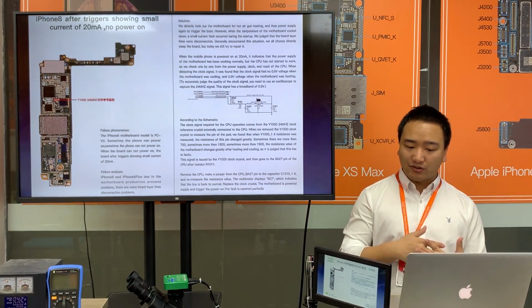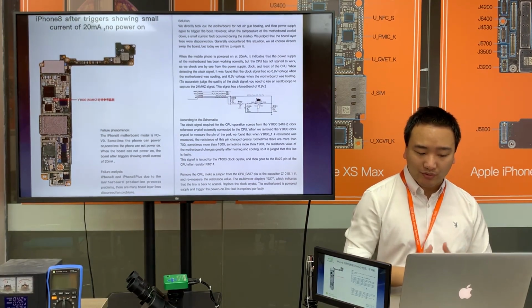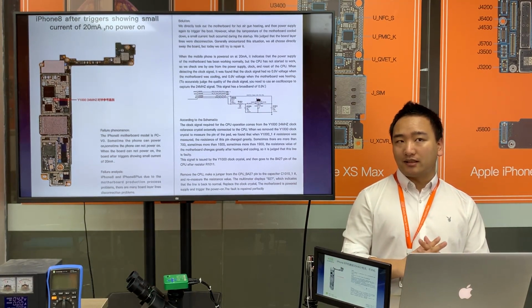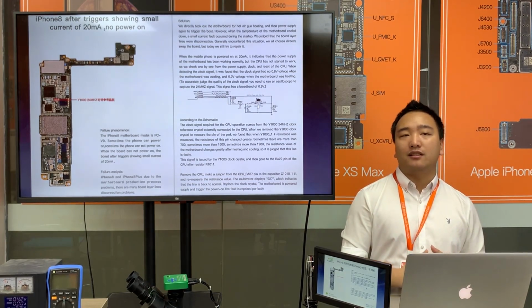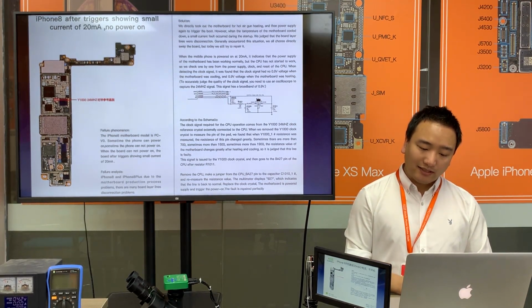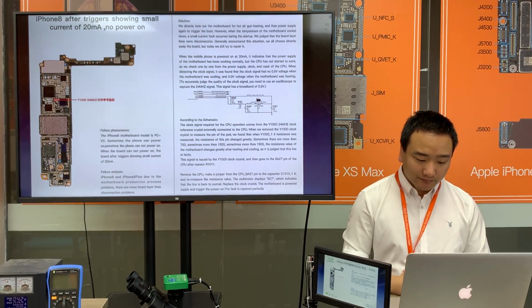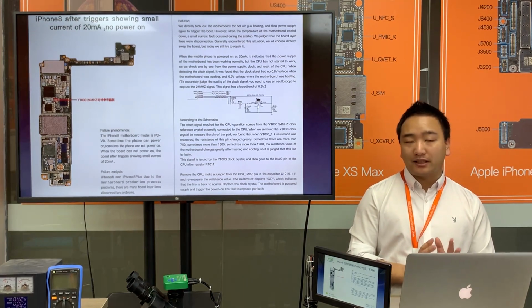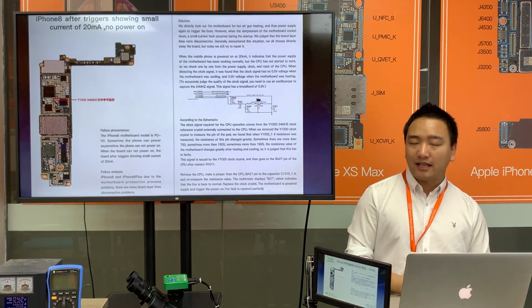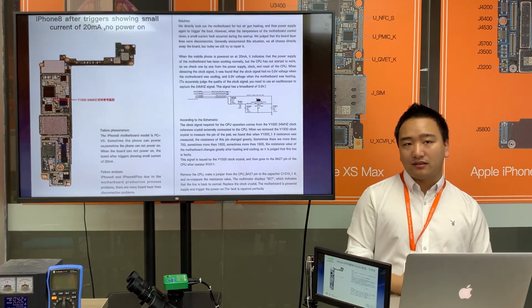After we change it, the phone can power on. Okay, next one. This is an iPhone 8. When we power it on, it draws a large current and cannot power on. This large current means the power supply has some problem, and it is caused by a problem with the NAND power.